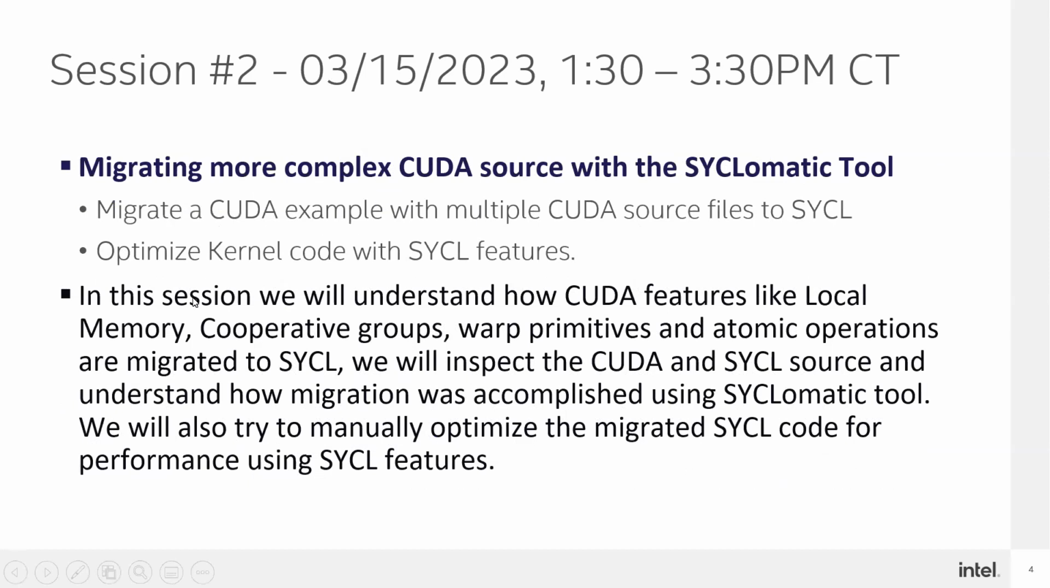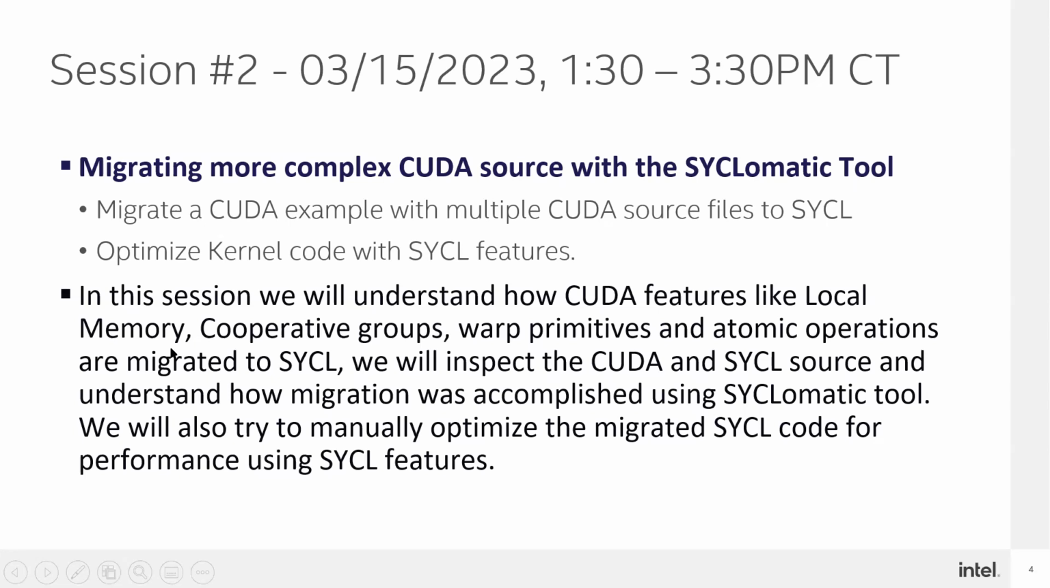agenda for today. We will be migrating a more complex CUDA source with the SYCLomatic tool, and we will also learn how to migrate the kernel code with SYCL features. Mainly, last week's examples were simple CUDA examples. In this week's session, we will look at CUDA code which has more CUDA features like local memory, cooperative groups, work primitives, or atomic operations.